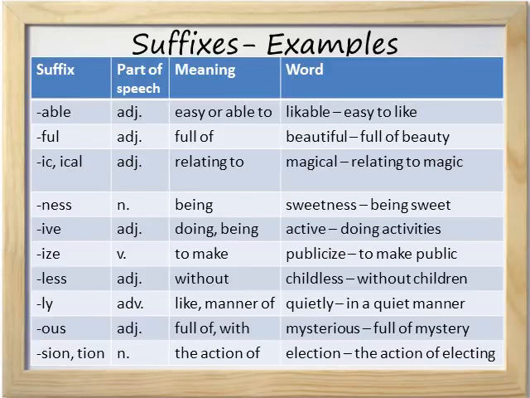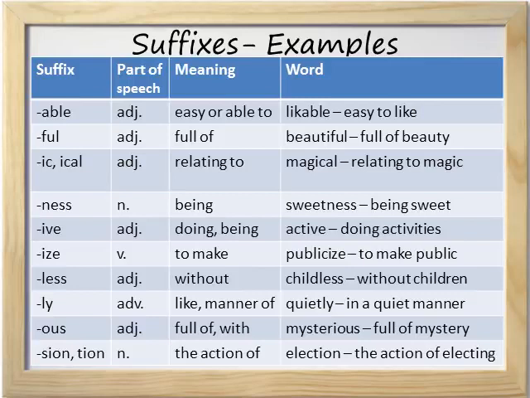The suffix ize forms a verb. It has the meaning to make. So, for example, the word publicize means to make public. The suffix less forms an adjective, and it has the meaning without. So, for example, the word childless means without children or without a child. The suffix ly forms an adverb, and the meaning is like or in the manner of. So, for example, the word quietly means in a quiet manner.